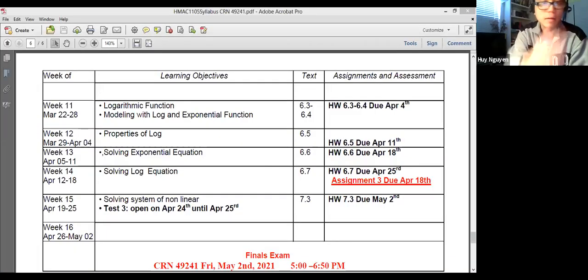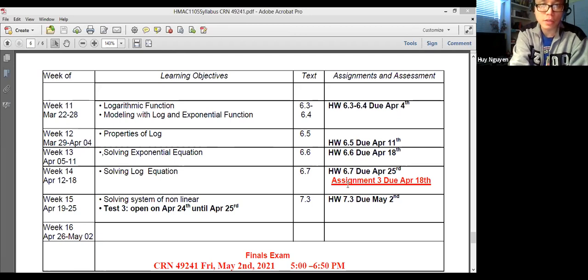Let's see where we've been at. All right, so this is our syllabus. So we are right over here, week 13, solving exponential equations. So you see, I'm using the whole week for one topic. I mean, this is hard.